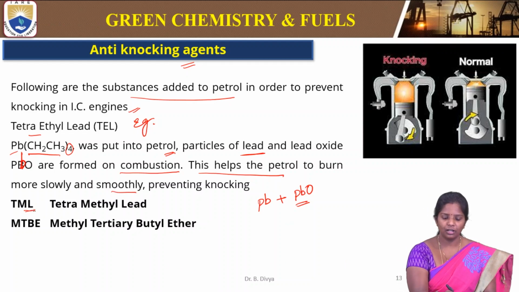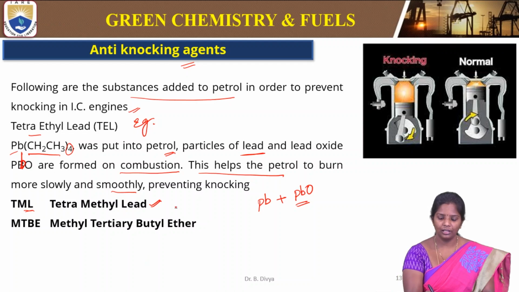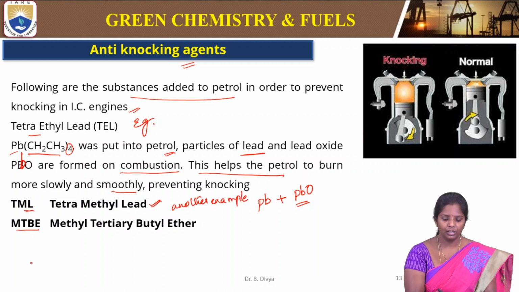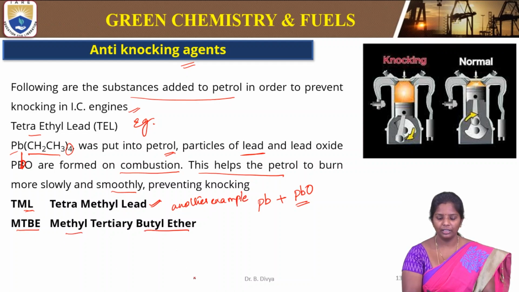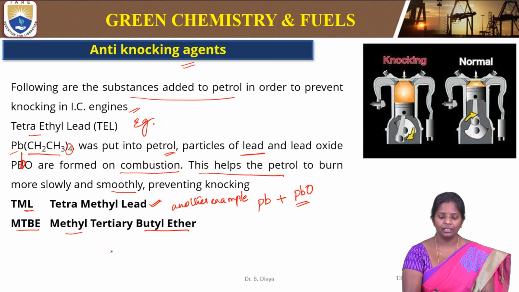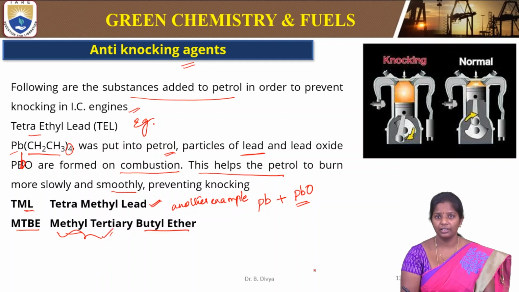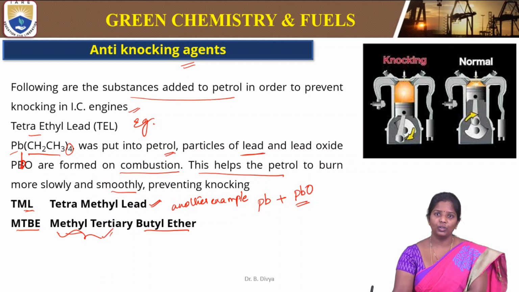Other examples are tetramethyl lead, and next is MTBE, that is methyl tertiary butyl ether. Depending on the application, when compared to TEL, this is far better because lead compounds are hazardous in nature and keep polluting the atmosphere.